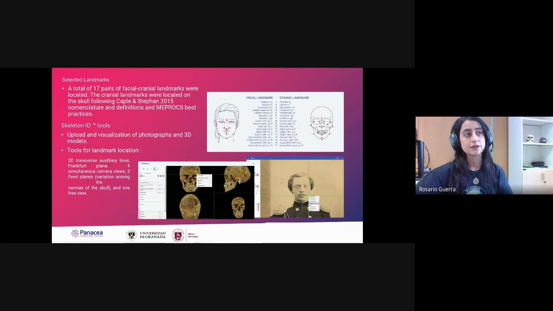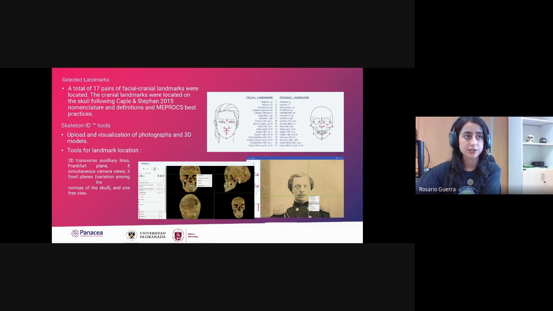For the second stage, processing of the antemortem and postmortem materials, we located 17 pairs of facial and cranial landmarks on the skull and on the photographs, following the nomenclature and definitions of Campomanes-Álvarez and Stephan, 2015, standardized nomenclature. We also followed the best practices of the MEPROCS consortium. For the process of placing the landmarks, the software offers a wide range of tools such as 2D and 3D auxiliary lines.